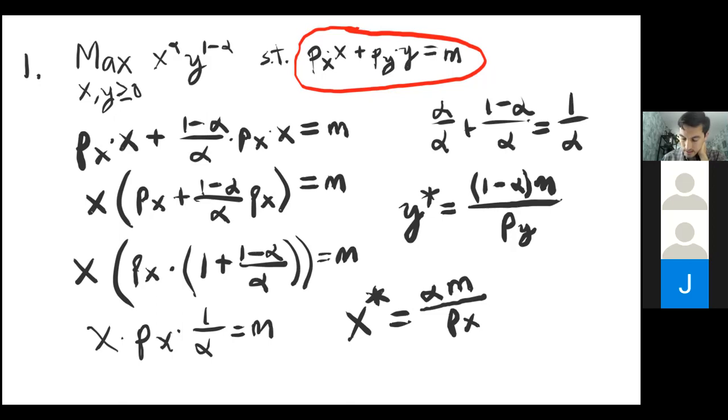You'd get alpha m plus py y equals m. Then you would basically get what I have here. The right side would become 1 minus alpha times m, and the left side would be py times y. And then from there, you would get the answer.